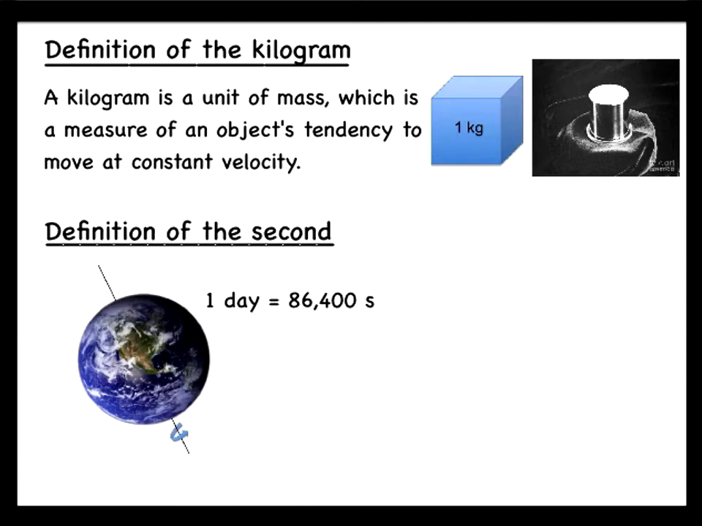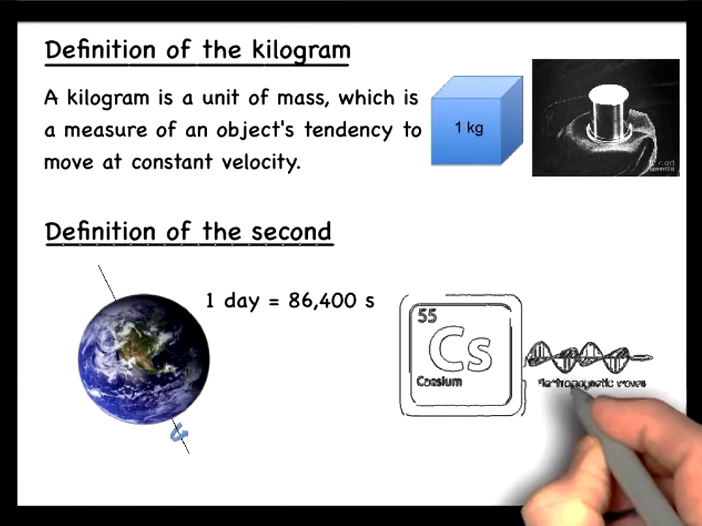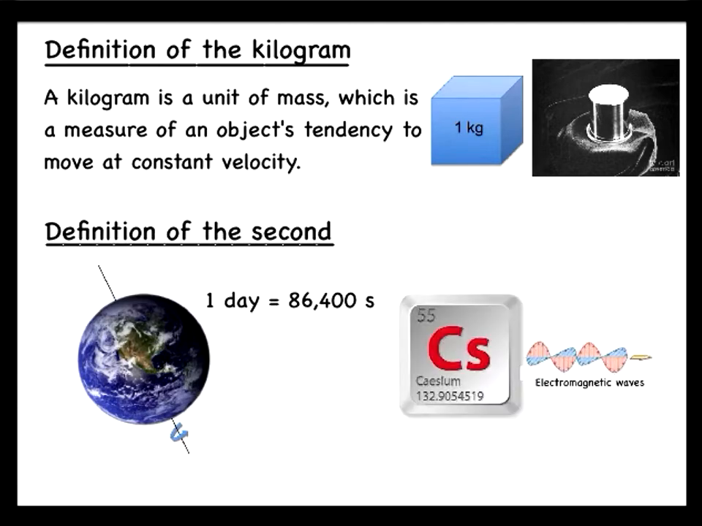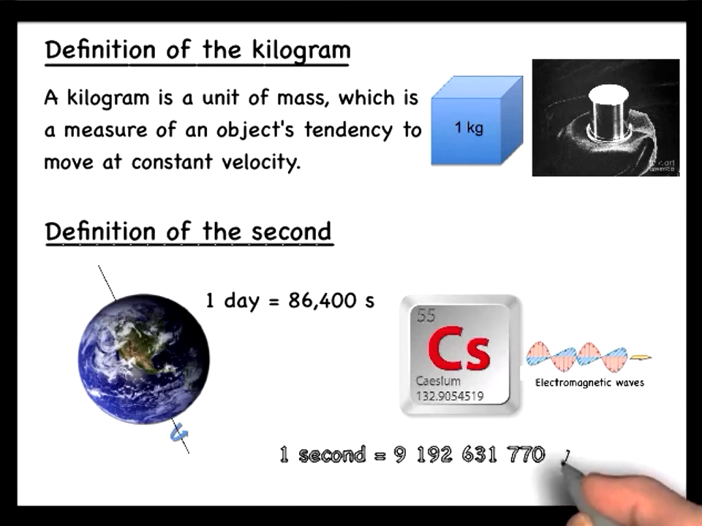Today, the second is defined in terms of another repeating process involving the element cesium-133 in an atomic clock. The atom emits electromagnetic waves, which you will learn about in chapters 16 and 24. And the second is defined as the time it takes for 9,192,631,770 of these wave cycles to occur.